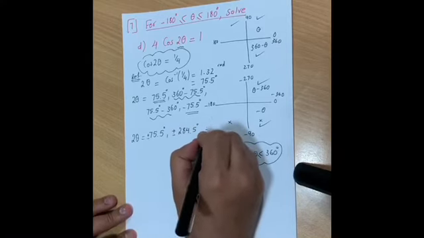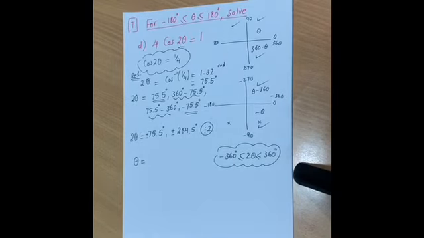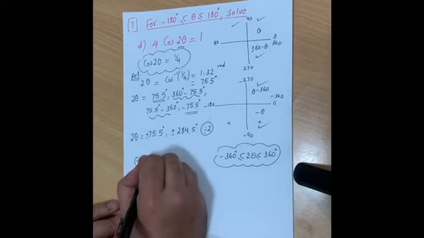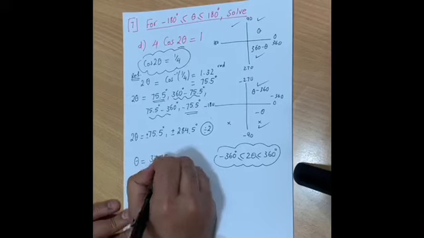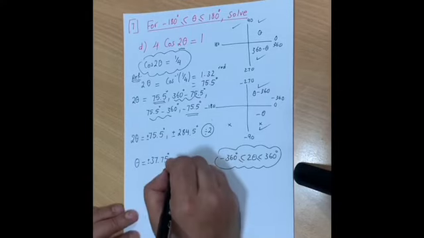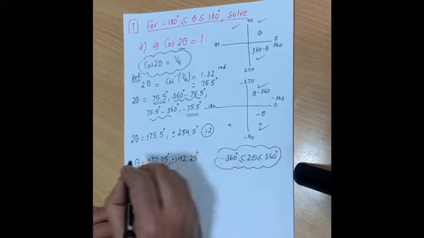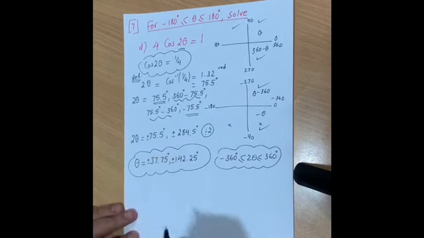Now you're supposed to divide both sides by 2. So 75.5 divided by 2 is equal to 37.75 degrees, positive and negative. Then 284.5 divided by 2 is equal to 142.25. Now we got the answers as 4 angles.